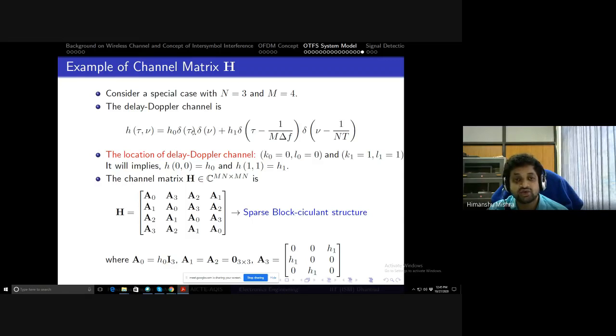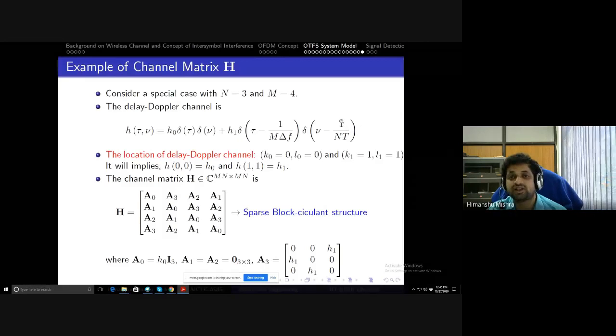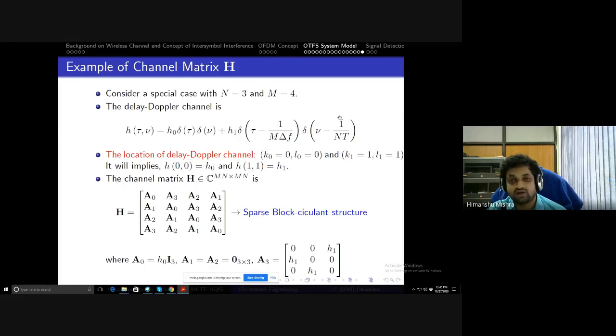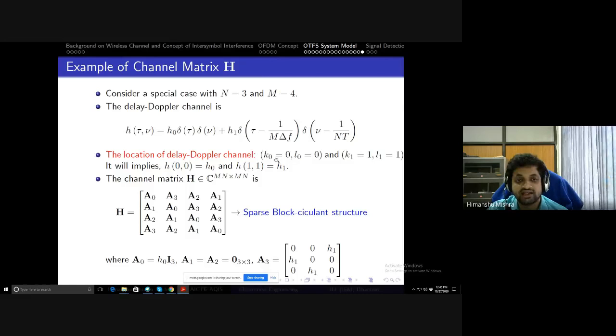At delay 0, Doppler 0, I have channel tap h0. At delay 1 by MΔf, that means the delay tap is 1, and Doppler 1 by NT, the Doppler tap is 1, I have a channel h1. That means I have only a two-tap channel, where the first tap is at Doppler 0 and delay 0.